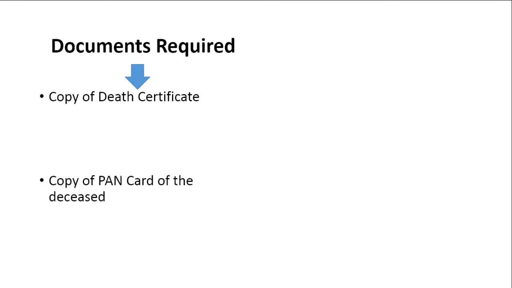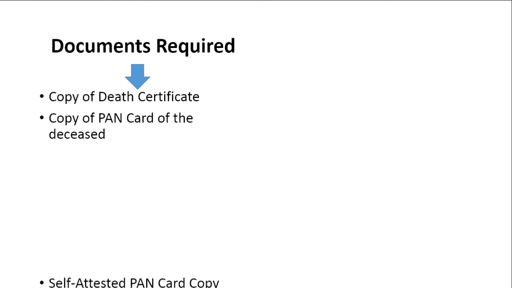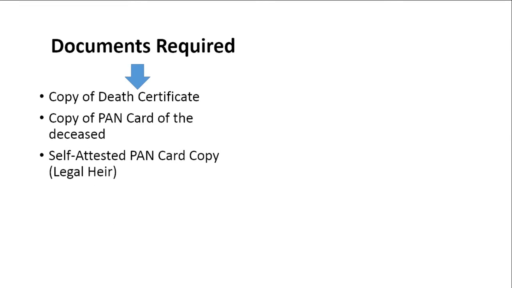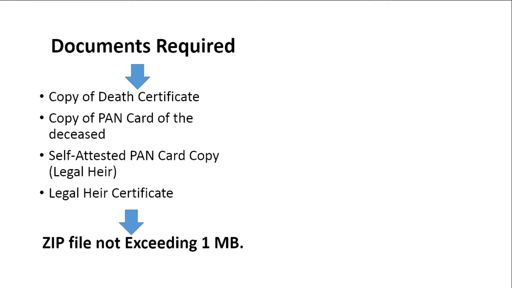Registering as a legal heir: documents required. What are the documents that are required? First of all, a copy of the death certificate, a copy of the PAN card of the deceased, a self-attested PAN card of the legal heir, and a legal heir certificate. All these four documents have to be scanned and converted into a zip file which must not exceed 1 MB.